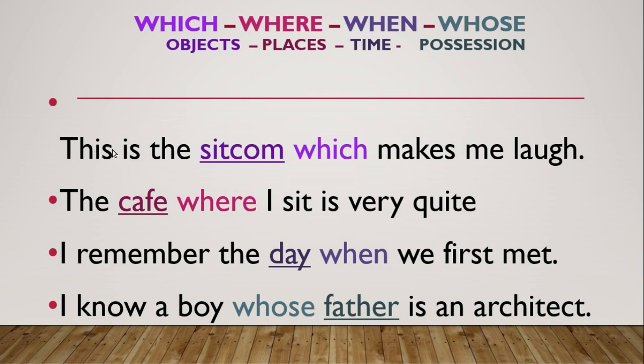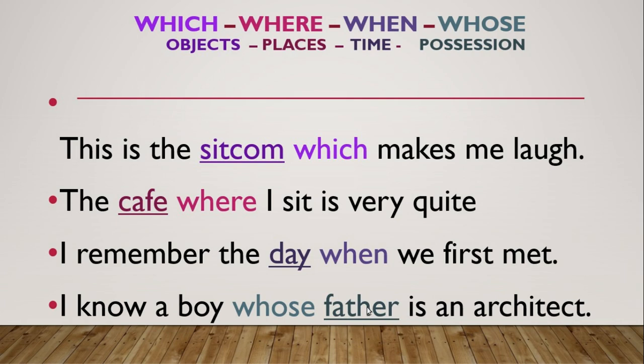Sentence number 1. This is the sitcom which makes me laugh. So sitcom is something, so we say which. The cafe where I sit is very quiet. Cafe is a place. I remember the day when we first met. Day is time, so we say when. I know a boy whose father is an architect. So remember, after whose we always have a noun, something that can be possessed. Father, for example, in this sense.